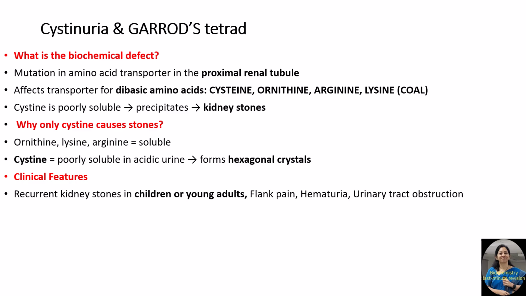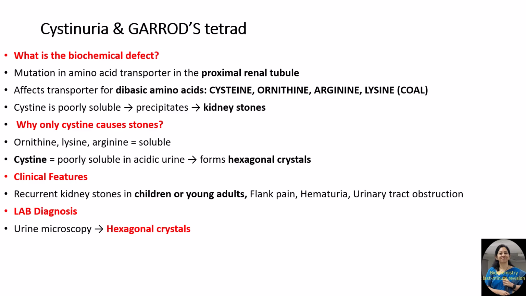What are the clinical features? So child or the adult usually presents with the formation of recurrent kidney stones, flank pain. The flank is the area where anatomically the kidney is located. Hematuria, because blood is excreted in urine, and these kidney stones damage the blood vessels of the kidney, and urinary tract obstruction because the crystals can obstruct the flow of the urine.